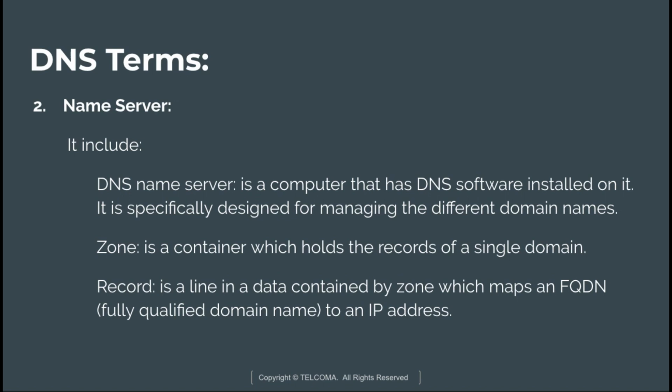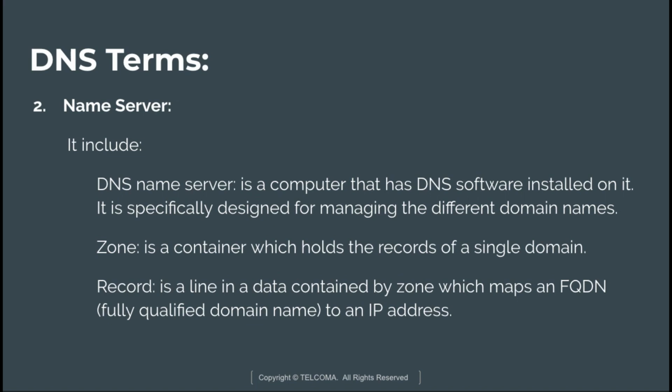So the next part is record. A record is a line of data contained by the zone which maps an FQDN, that is a fully qualified domain name, to an IP address. It means whenever we write www.telcomatraining.com, it represents a complete URL, that is the FQDN, and then it is resolved to a particular IP address in a network. So this is the meaning of DNS: name server, zone, and the record.